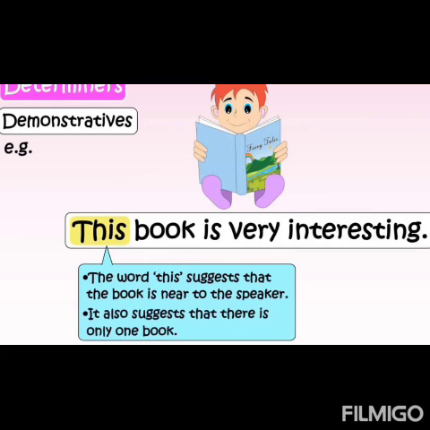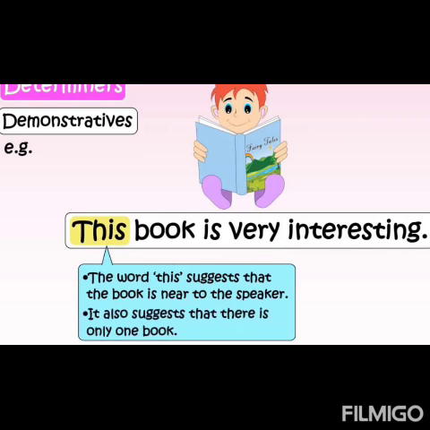Now let's see the second category of determiners, that is demonstratives. This, that, these, those are demonstrative determiners. Demonstratives suggest that things are near or far from the speaker. It is singular or plural. For example, this book is very interesting.